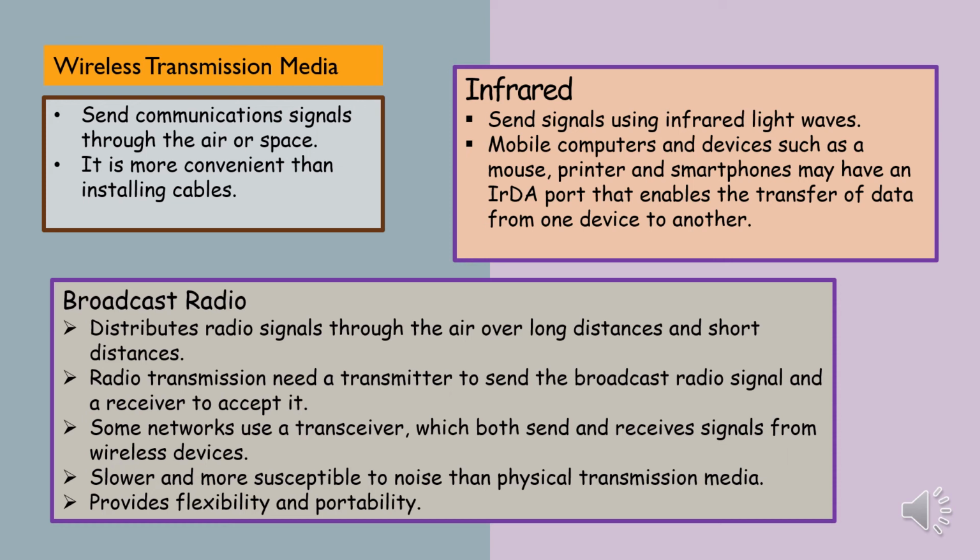The first wireless transmission media is infrared. Infrared is a wireless transmission medium that sends signals using infrared light waves.